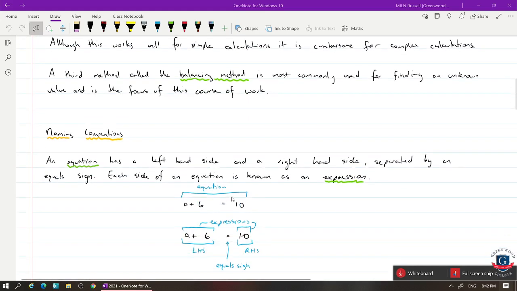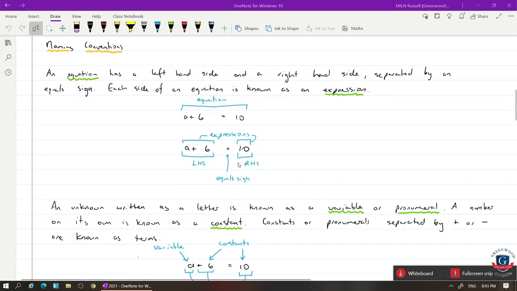The first name that we have to learn is an equation, and an equation is something that has a left-hand side and a right-hand side and an equal sign in the middle. Now, there's lots of things that we can put on either side, and we need to be able to describe those as well. So the things on either side of an equal sign are called expressions, and there's a left-hand side expression and a right-hand side expression, typically written as LHS and RHS. And in the middle is an equal symbol.